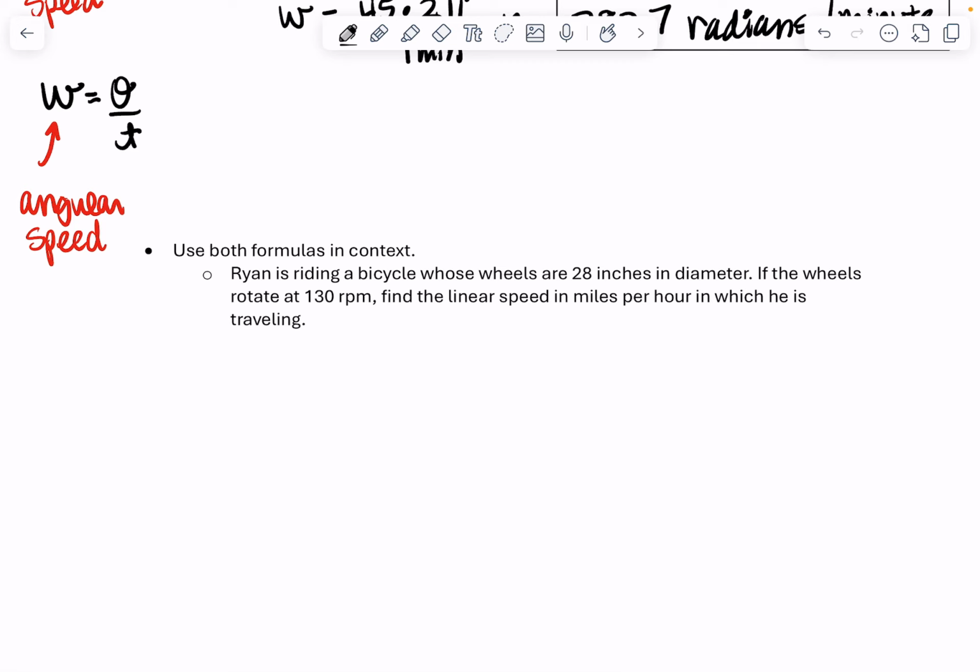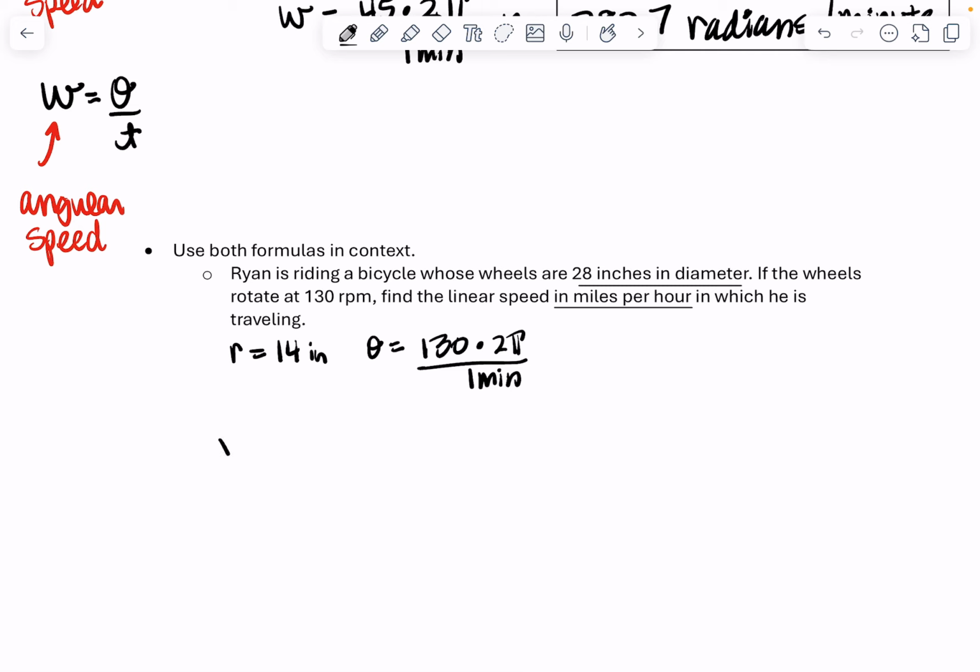Wheels are 28 inches in diameter. Again, diameter, they're trying to trick us here. So that means we know the radius is 14 inches. If the wheels rotate 130 RPMs, that's revolutions per minute, find the linear speed in miles per hour, so we're going to have to convert here, in which he was traveling. Okay, so this is inches, and theta would be the 130 revolutions per minute. So 130 trips around the circle, every circle is 2 pi in 1 minute.